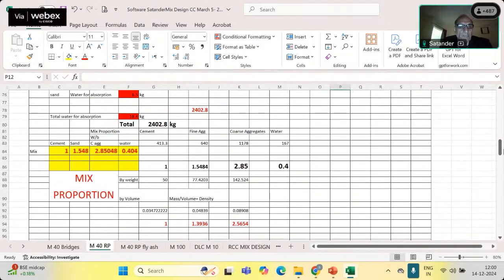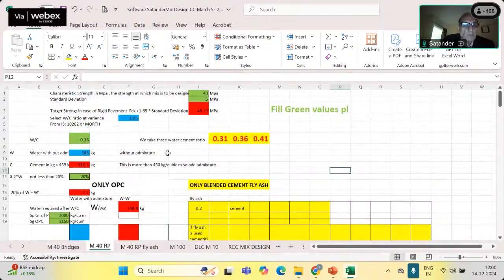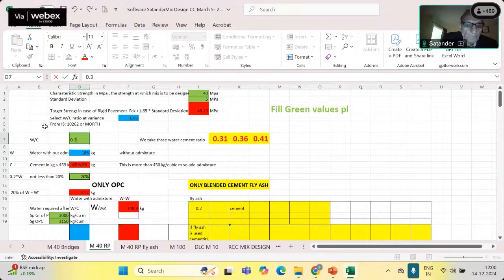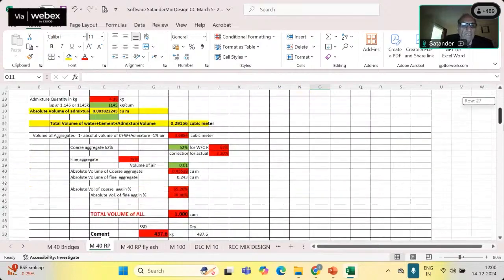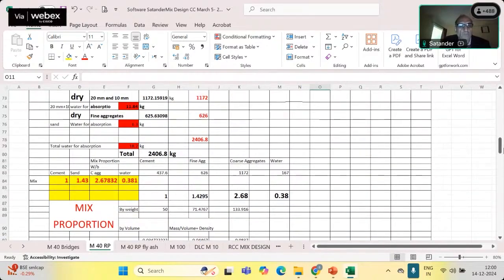1:1.5:2.8. Now suppose I want it for bridges. So in bridges only you will change the water cement ratio. Suppose in place of 0.36, I am putting 0.34. Just put the cursor outside and enter. If you enter this, now the median you will get for bridge is 1:1.4:2.67. Water content, everything you will get.